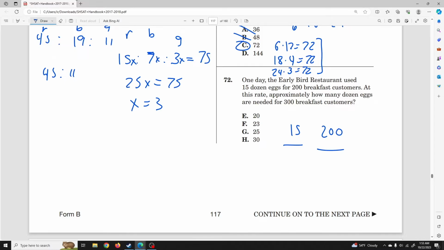So, if 15, I'm so sorry. They're really fighting outside.